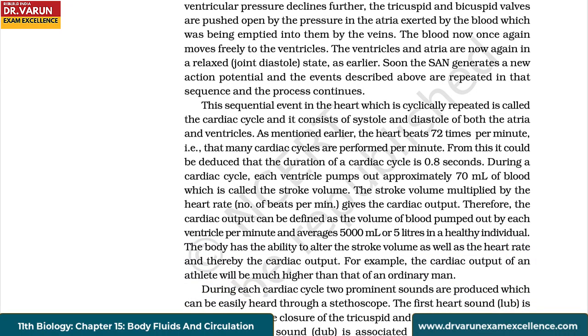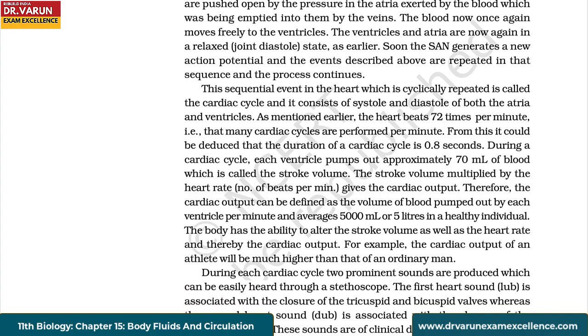process continues. This sequential event in the heart, which is cyclically repeated, is called the cardiac cycle, and it consists of systole and diastole of both the atria and ventricles. As mentioned earlier, the heart beats 72 times per minute, that is, that many cardiac cycles are performed per minute. From this, it could be deduced that the duration of a cardiac cycle is 0.8 seconds.